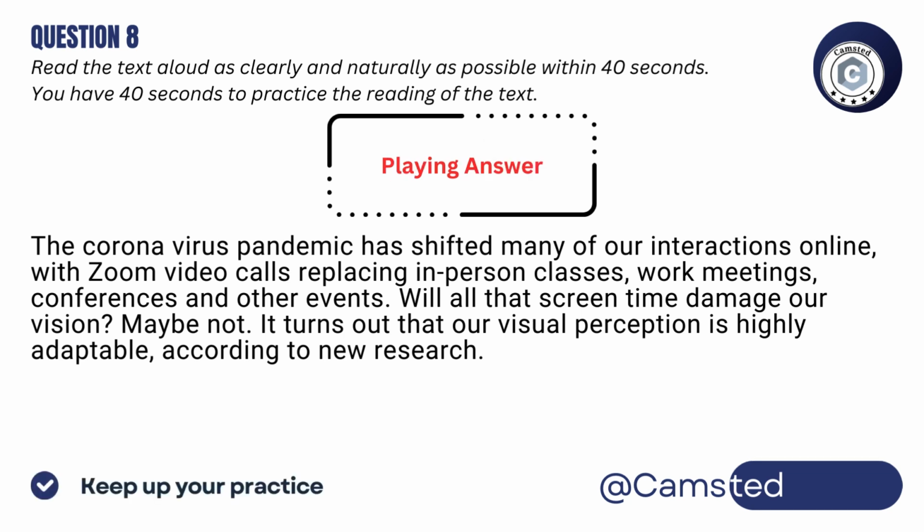The coronavirus pandemic has shifted many of our interactions online, with Zoom video calls replacing in-person classes, work meetings, conferences and other events. Will all that screen time damage our vision? Maybe not. It turns out that our visual perception is highly adaptable, according to new research.